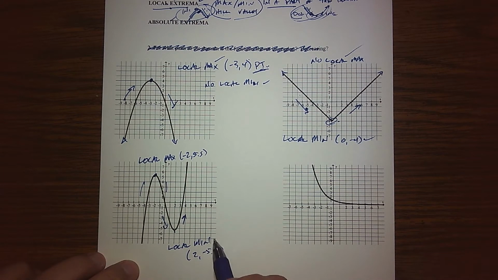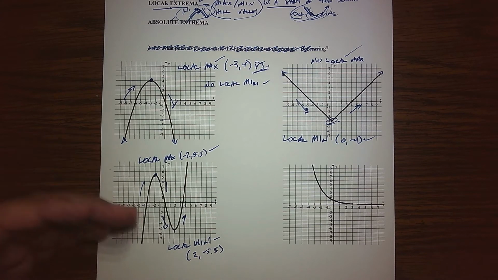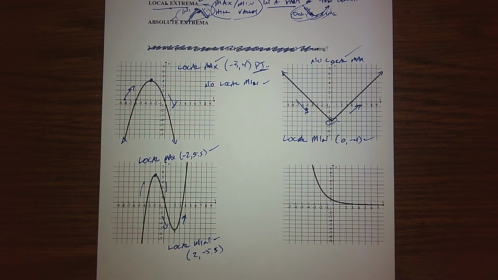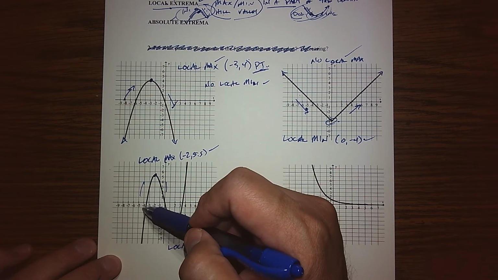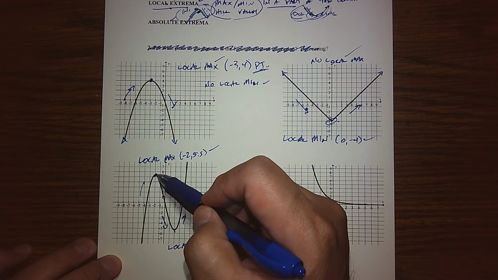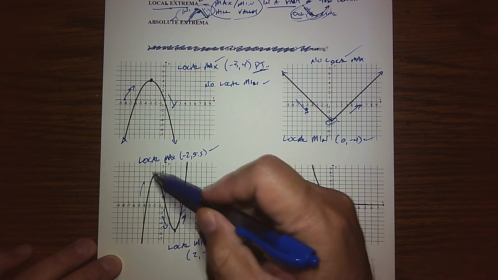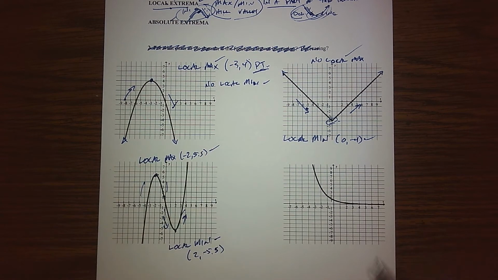So again, extrema are points on a graph. Local extrema, max or mins: maximums occur at tops of hills, and minimums occur at the bottoms of valleys. Or said another way, we go from increasing to decreasing, top of a hill, or we go from decreasing to increasing, the bottom of a valley. Local extrema. This particular graph we've already mentioned, it's always decreasing.